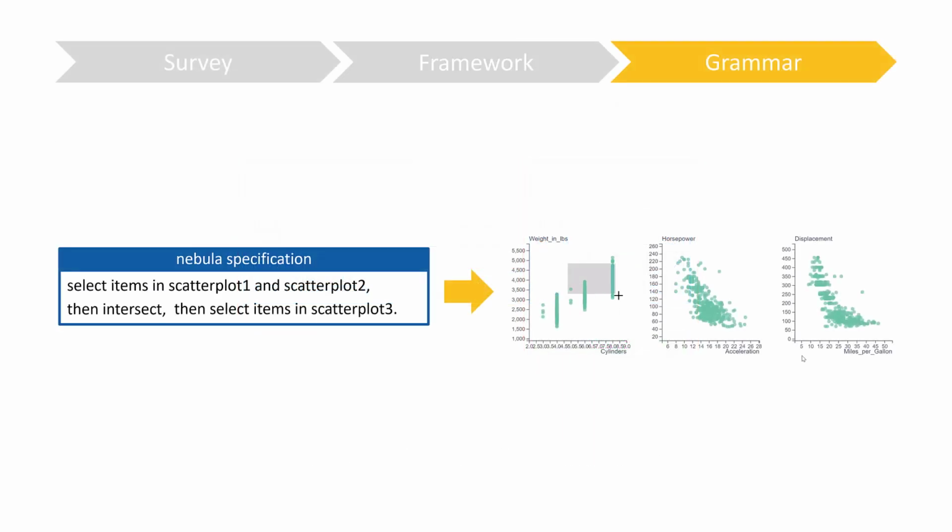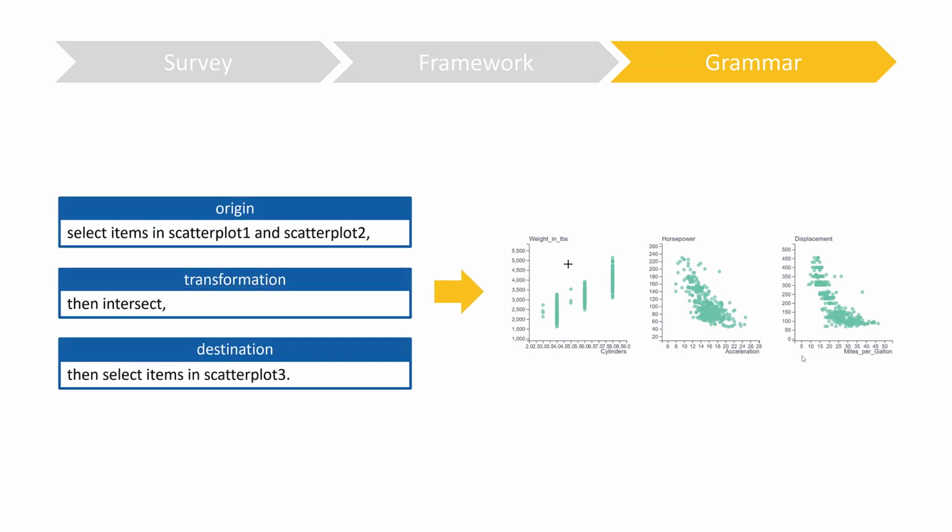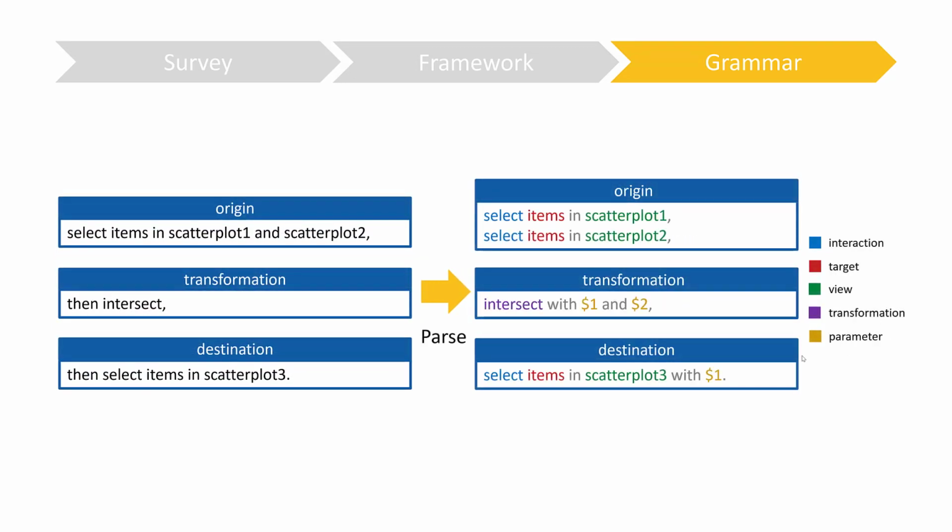A Nebula specification describes how coordination is performed by composing the 7 categories of interaction and is written in natural language. For example, the specification composes the interaction select of the 3 charts and describes that the intersection of the selection of SketchPro 1 and 2 will be used to highlight the corresponding points of SketchPro 3. During the runtime, the specification is segmented. Then, tokens are labeled and the missing fields are completed.